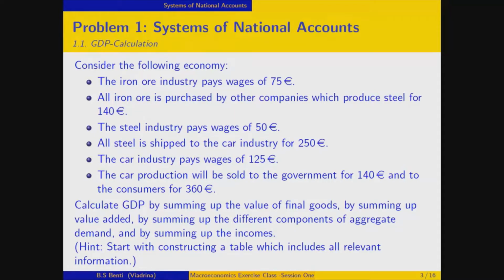So your task is to calculate GDP by summing up the values of final goods, by summing up value added, by summing up different components of aggregate demand, and by summing up incomes. To do so, we need a table which I would draw. First, we would have a list of industries on the left hand side.